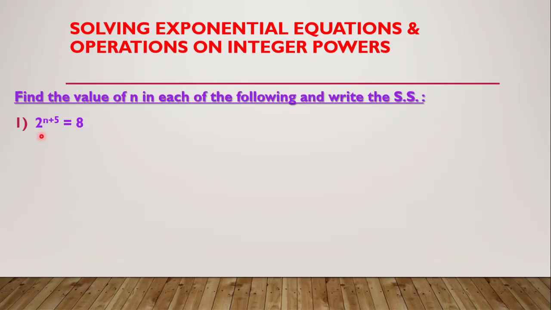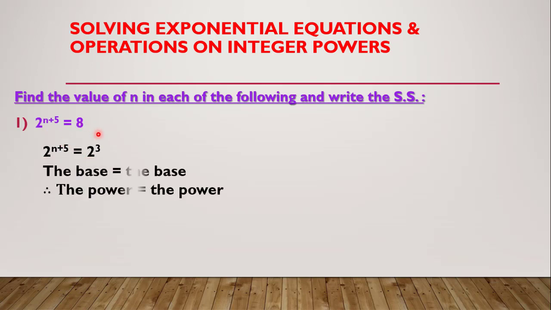The first one, for example, I have 2 power n plus 5 equals 8. I try to make the base equal the base. Can I write 8 as 2 power any number? Yes, of course, 8 is 2 power 3. So I write that 8 equals 2 power 3. And here we have 2 power n plus 5. Here base equals base, then power equals power. So I write n plus 5 equals 3.